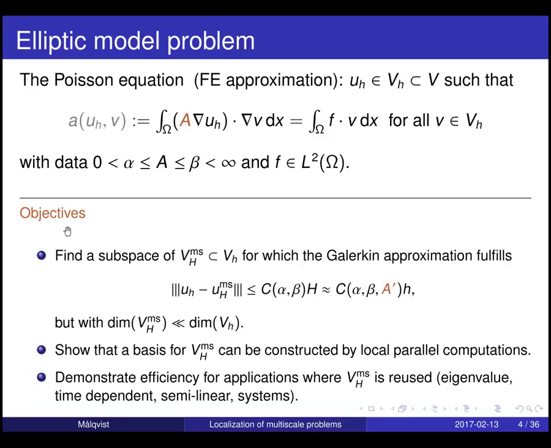Okay, then we want to show first the existence of such a thing, and then that you can compute a basis for this by local parallel computations. I will talk about that in detail. And then later on we want to demonstrate that using this space for solving PDEs is efficient, in particular if we can reuse the basis many times. For example, in eigenvalue computations or solving time-dependent problems where we iterate and we can reuse the basis many times. If we just want to solve one Poisson equation, it's these kind of methods.